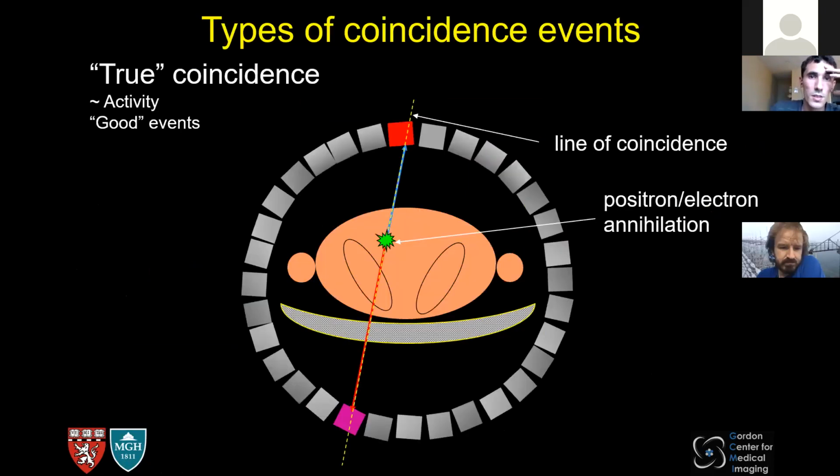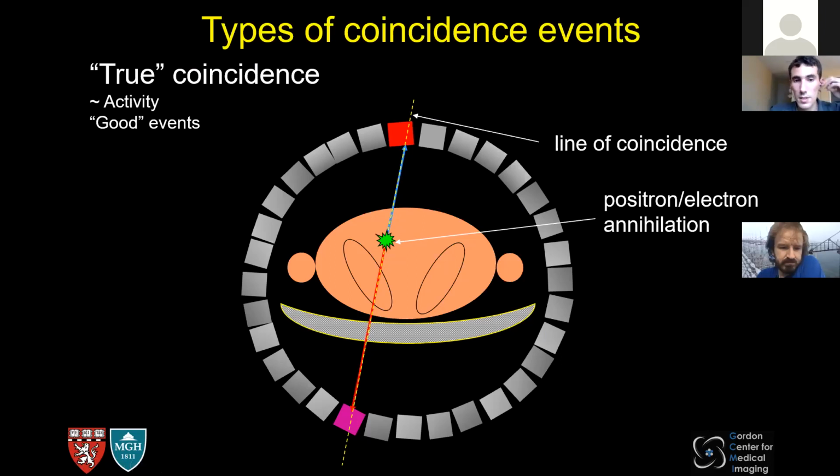So these are the different types of coincidence that can occur. This is the base case scenario in PET, what we call a true coincidence. Here you have an annihilation that happens, two gamma photons that are emitted, and they activate those two detectors. Here you have your line of coincidence going through the site of annihilation, and that is typically the useful data in PET. So these are the best types of coincidence events.